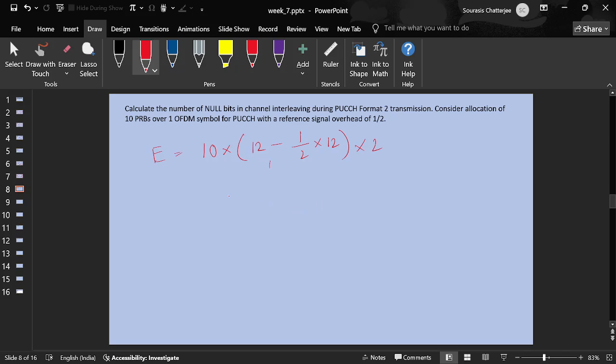So here I am getting the number of allocated bits as 10 times 6 times 2, so that is 120 here, and then what should be my next step?